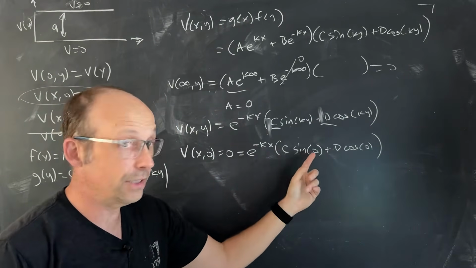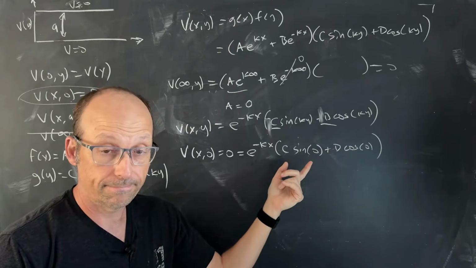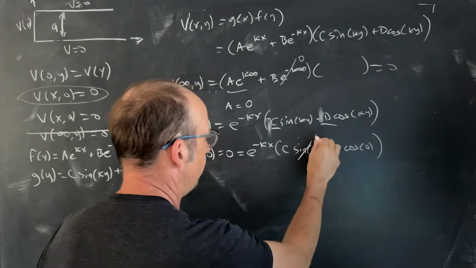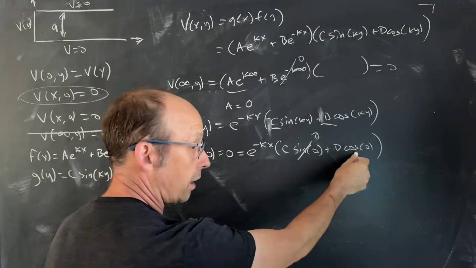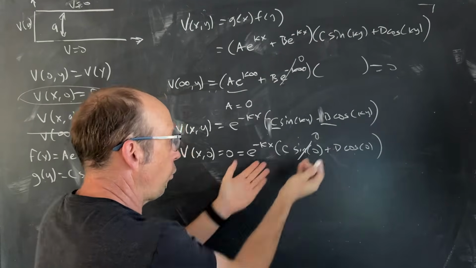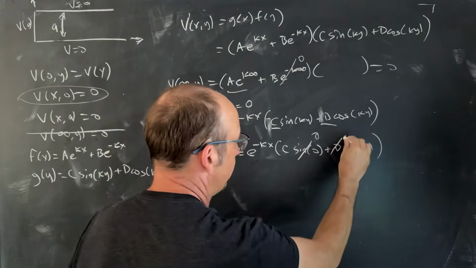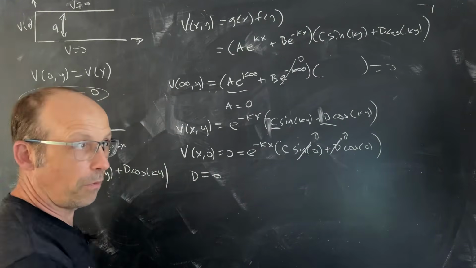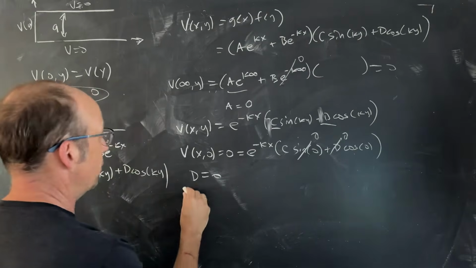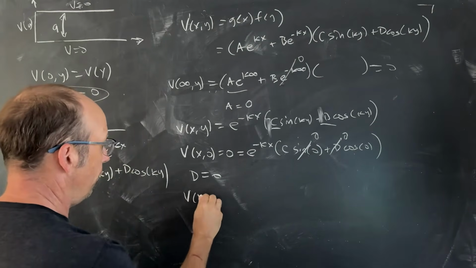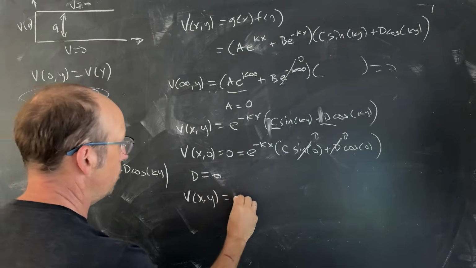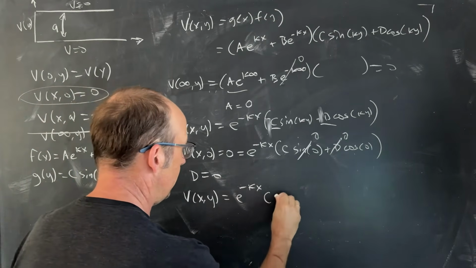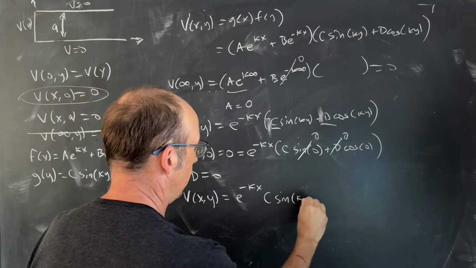Well, sine of 0 is what? If you put it in your calculator, it's 0. So this whole thing's 0. Cosine of 0 is 1. So in order to make the whole thing go to 0, I have to have d equal to 0. So d is equal to 0. See how we're moving right along here. Okay, so now I have v of x, y is equal to e to the negative kx times c sine of ky.